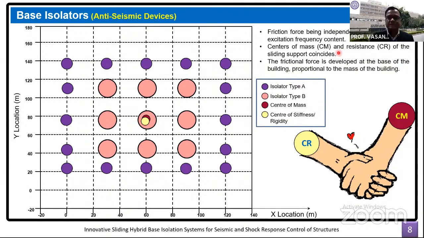So the first of these is the friction force that is developed at the isolation level. It is independent of the earthquake excitation frequency, and even the excitation frequencies contained within the earthquake ground motion.